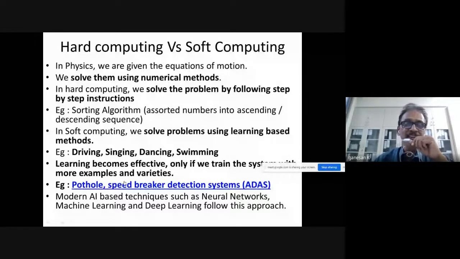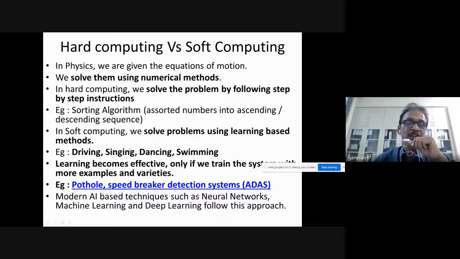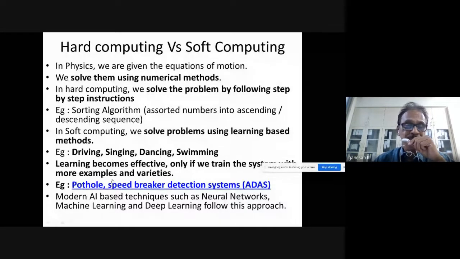Learning is going to be very effective only if you train the system with more examples and varieties. Even if you go to a driving school as a novice driver, you may be very nervous. You may not go beyond first or second gear initially. But the more you drive, and when you drive in different environments, you become a professional driver, or professional singer or dancer and so on. In the parlance of AI, if more data with variety is given, you are going to become an expert on what to do. So this is a learning-based approach.